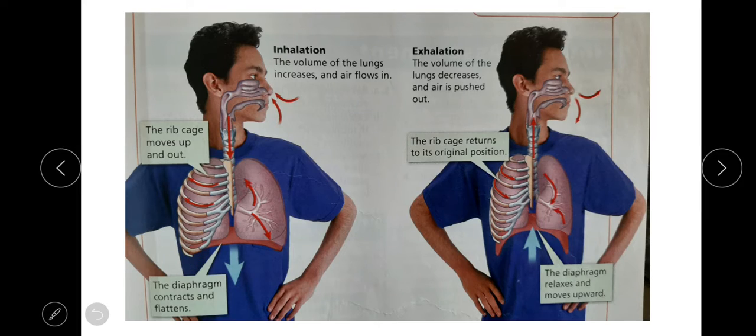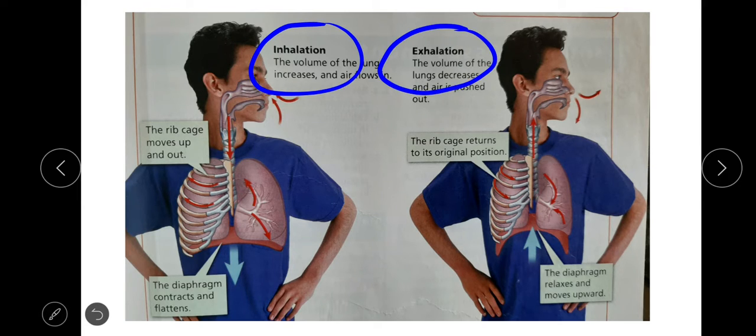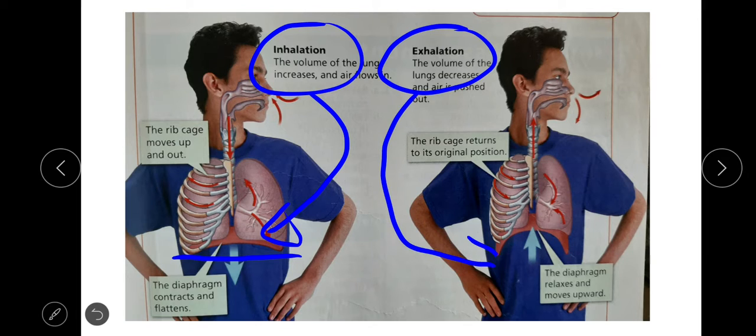Okay, here is the process of breathing. Now, in breathing, we have inhalation, or breathing in, and exhalation, breathing out. In inhalation, notice what happens in the diaphragm. The diaphragm contracts or flattens. While in exhalation, the diaphragm relaxes or moves upward here, as indicated by the arrow.